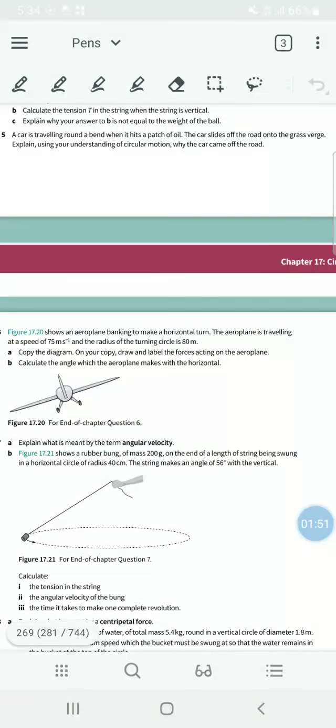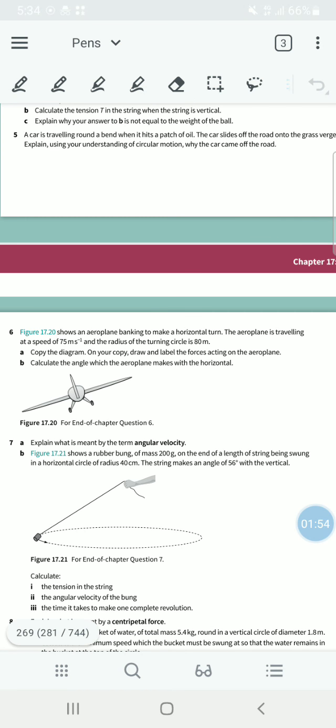Then we move on to question number 6. Figure 17.20 shows an aeroplane banking to make a horizontal turn. The aeroplane is traveling at a speed of 75 meters per second, and the radius of the turning circle is 80 meters. So now you have to remind yourself about the vectors, the horizontal and vertical components. I'm not going to teach you that now, but I will. If you have any questions on that, you can raise questions.